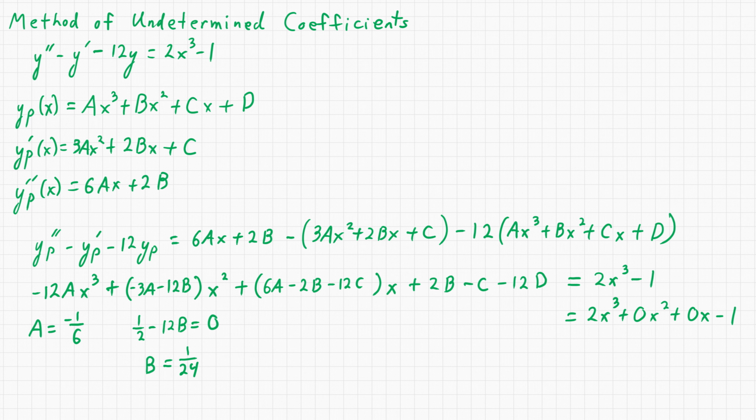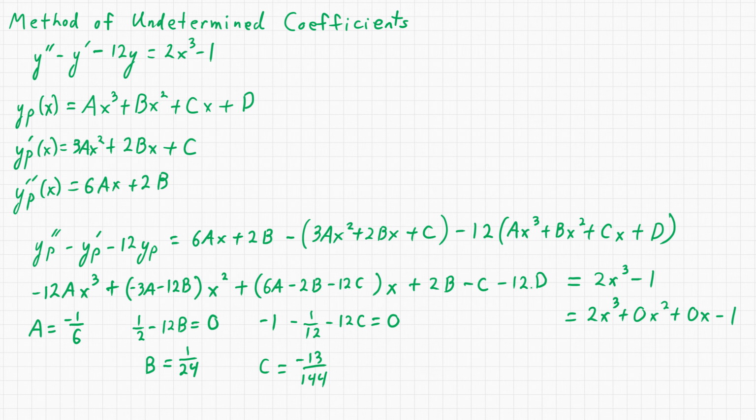So now we've got A and B. Now we move on to the x terms. I plug in the value I had for A. So I have 6A times negative 1/6, which is just negative 1. I have minus 2B, so negative 2 times 1/24, that's minus 1/12, and then I have a minus 12C. That also has to equal 0, because there are 0 x's on the right-hand side in the g of x. Combine the negative 1 and the negative 1/12, move it to the right-hand side, divide by 12, and you end up with C equals negative 13/144. So these do get a little nasty.